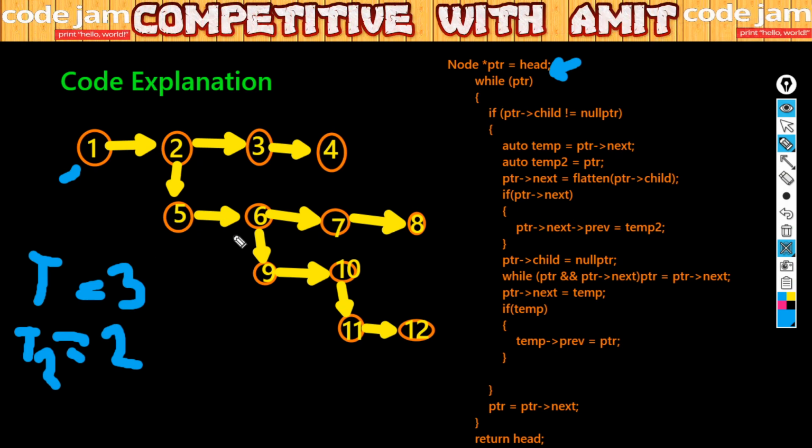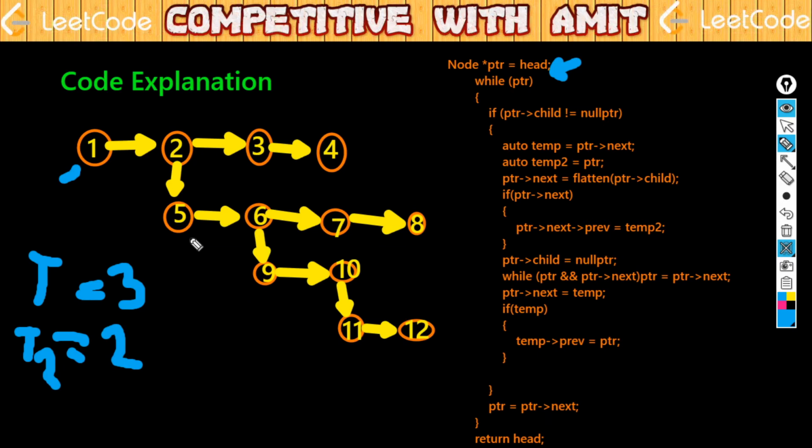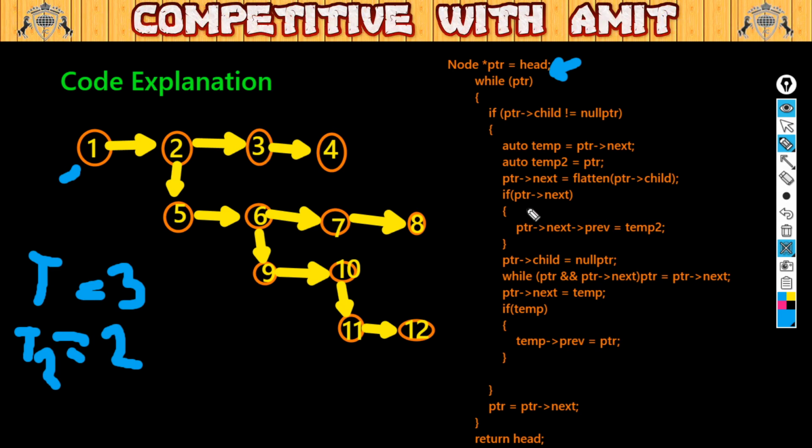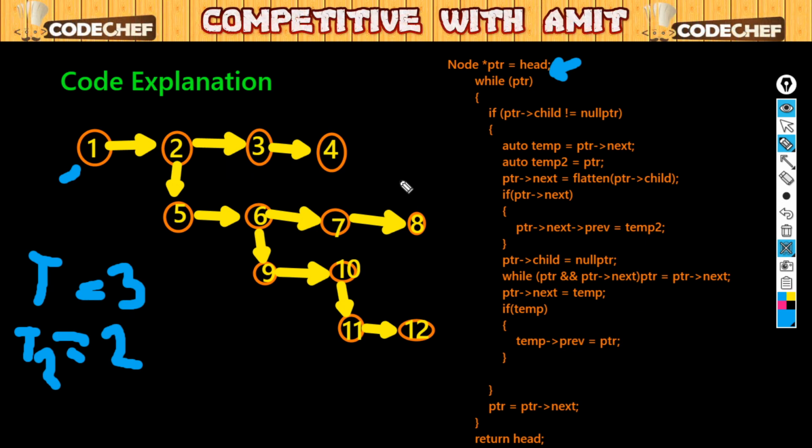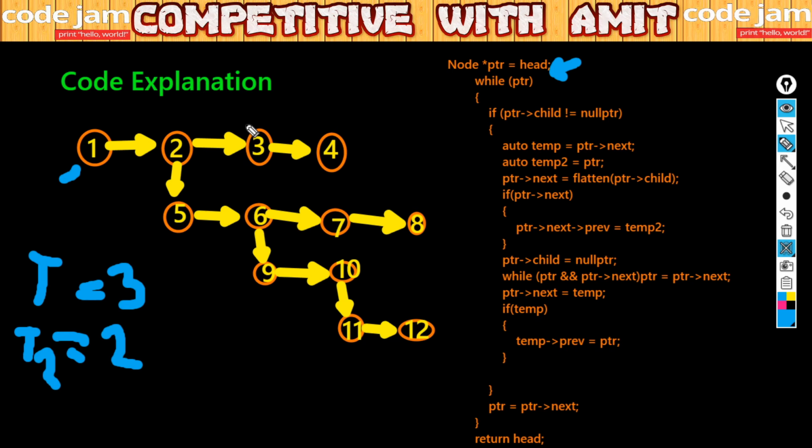Now suppose this whole iteration happens. Now what will happen if this ptr's next is null? In this case it is not null. So what we will do is take its next and previous, meaning we will store its previous. One more pointer will be there which will point to this.